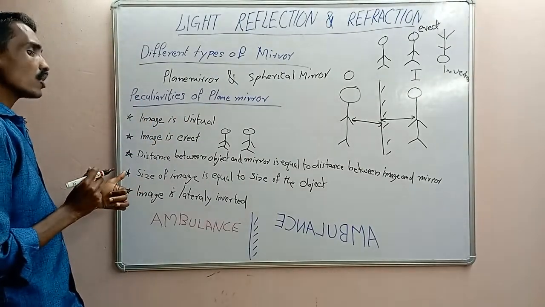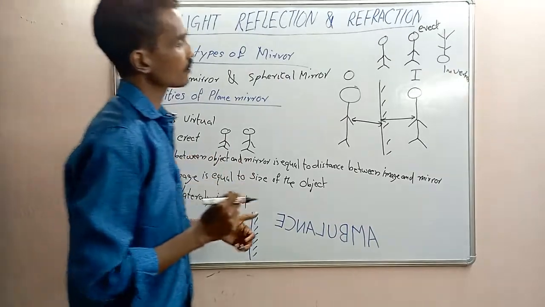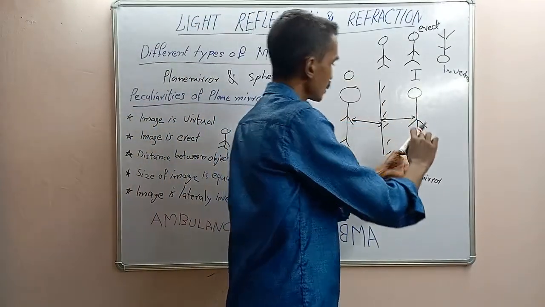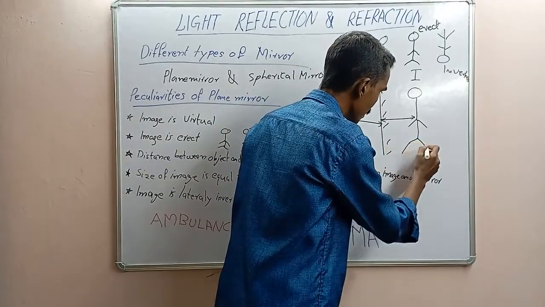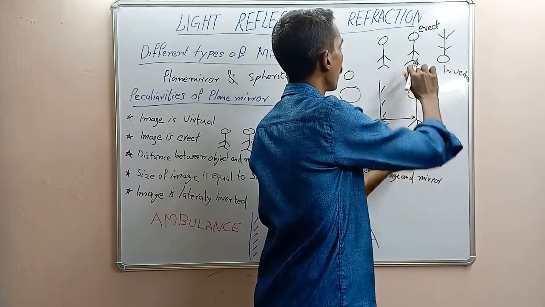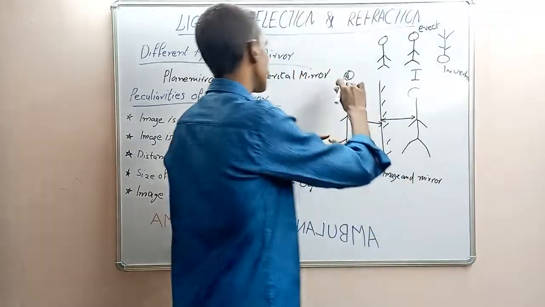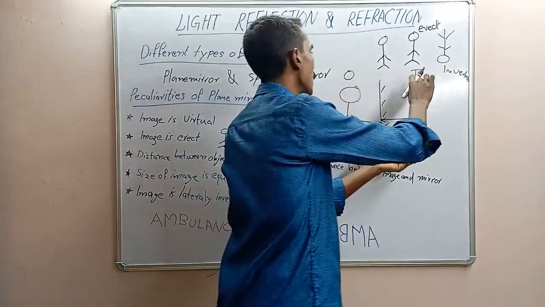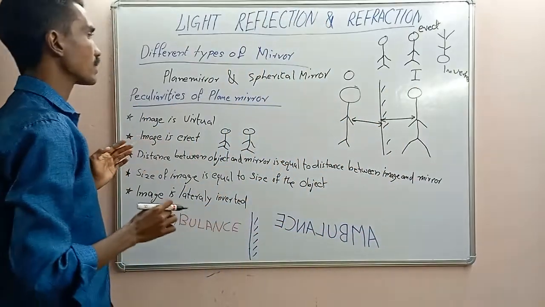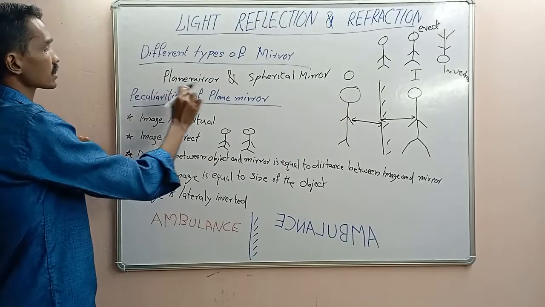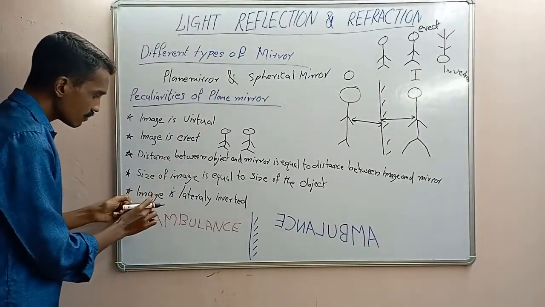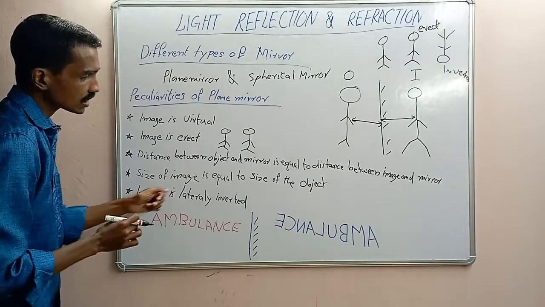And the size of the image is equal to the size of the object. This is the size of the object, and the image is the same size. So object and image sizes are the same in the case of a plane mirror.